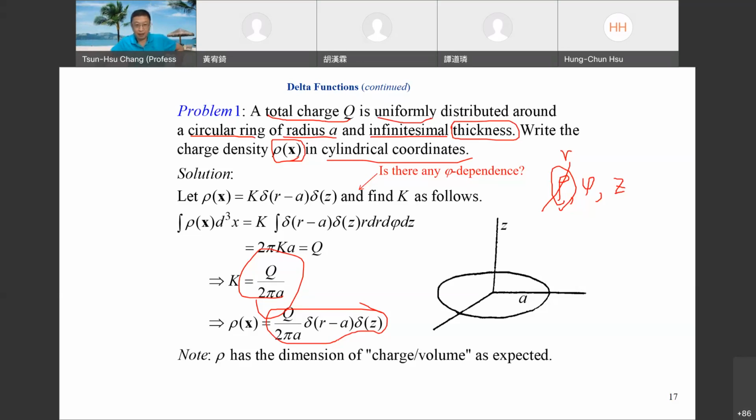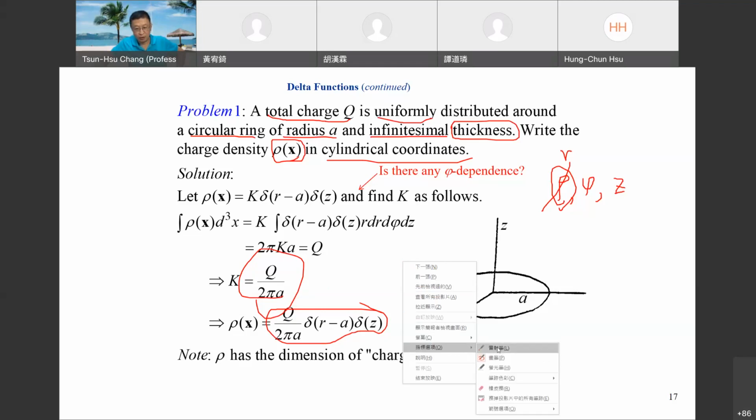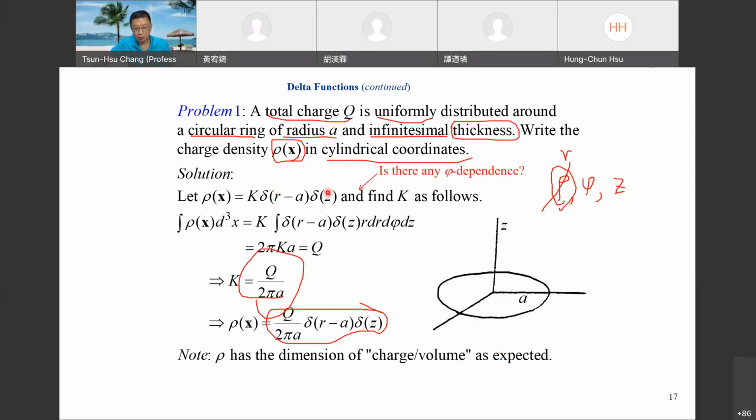Okay, so that's the first problem. This problem is easy, but you should be familiar with this one because I will ask you how to write it. If we have a spherical shell (一个球壳), how to write the charge distribution. If we have a line of charge, an infinitesimally small line of charge, how to write the charge distribution, the charge density. Okay.